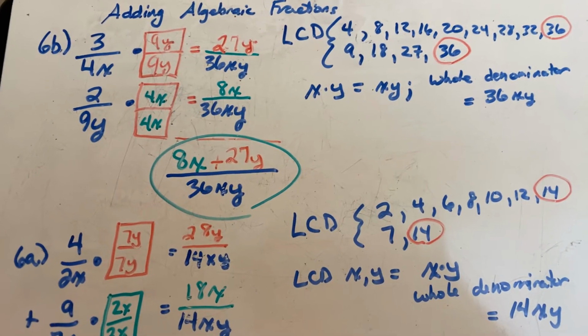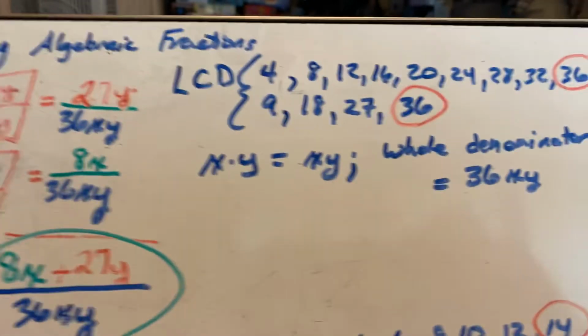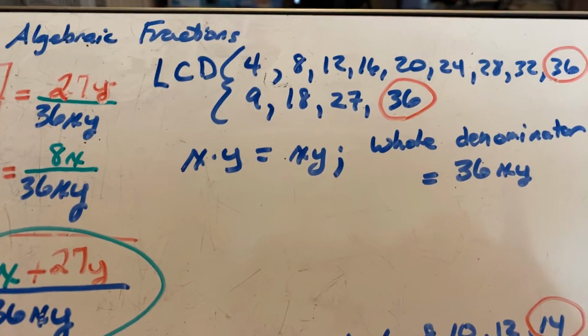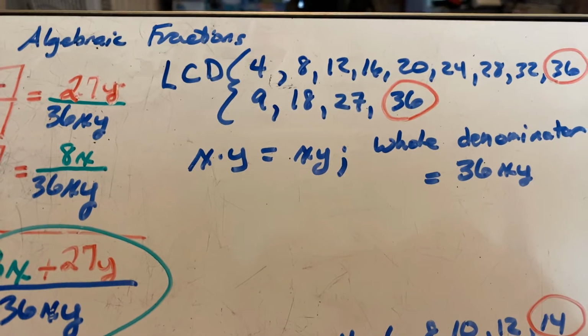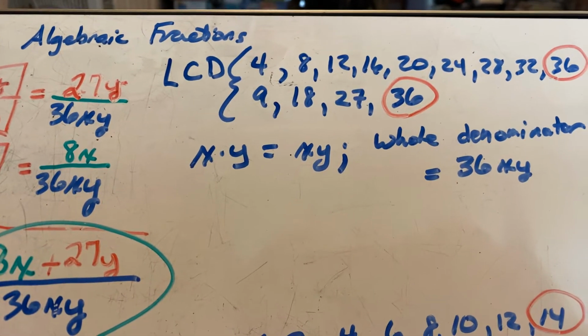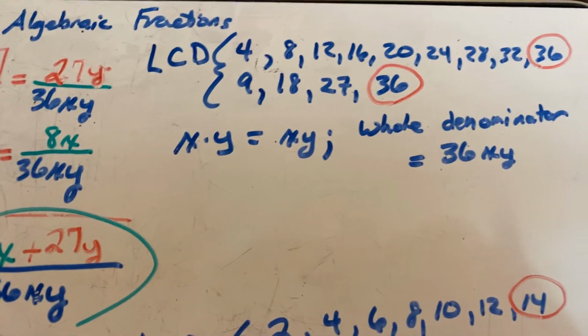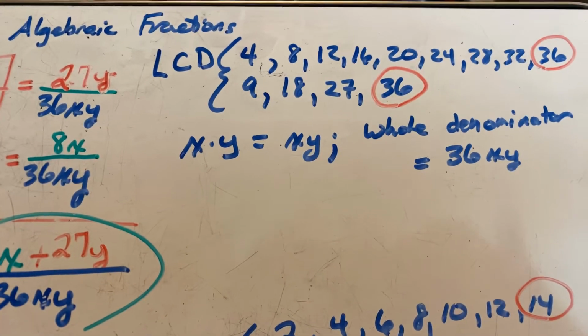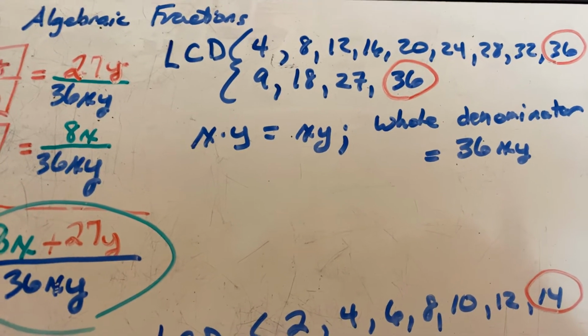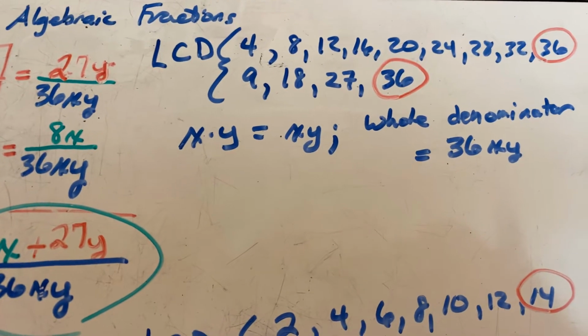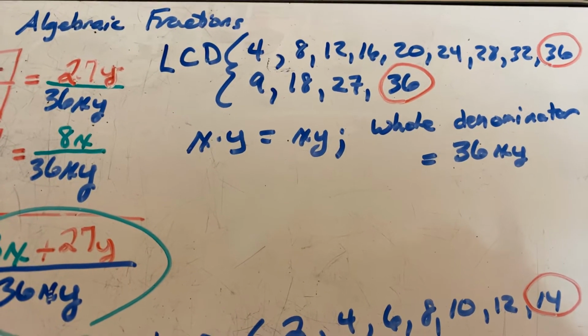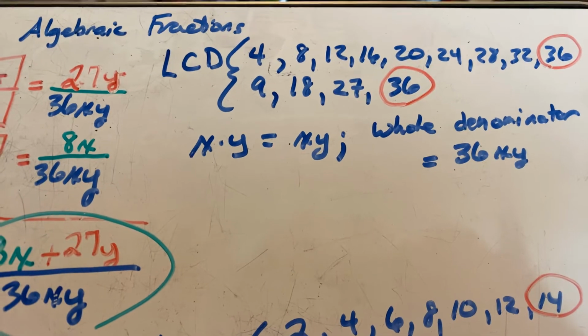So looking at 4 and 9, I made a list of all the multiples of 4 and 9. 4, 8, 12, 16, 20, 24, 28, 32, 36. You just add 4 each time, or 4 times 1, 4 times 2. Now I'm going to list all multiples of 9. 9 times 2 is 18, 9 times 3 is 27, 9 times 4 is 36. Bingo, that's our LCD for the coefficient.